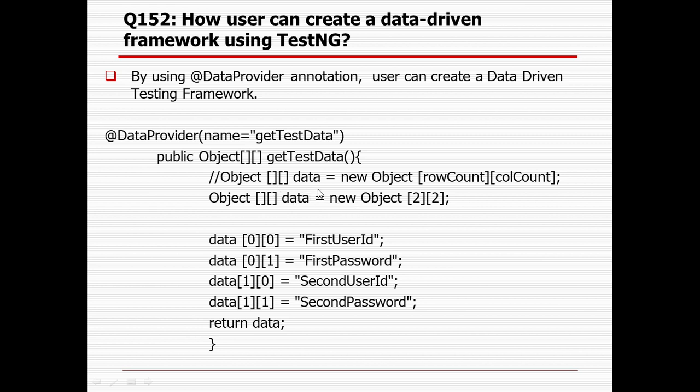Create another object of the data, and you need to pass the arrays, in arrays format with rows and count. Once it is done, you can set the value from row 0, column 0, user id. Suppose you have two columns, one is user id and another is password, and you need to provide two or three different sets. So first you give the first user id and first password. Similarly for the second one, the second user id and password, and you return the data. That's how you can create a data-driven framework using testng with the help of the @DataProvider annotation.